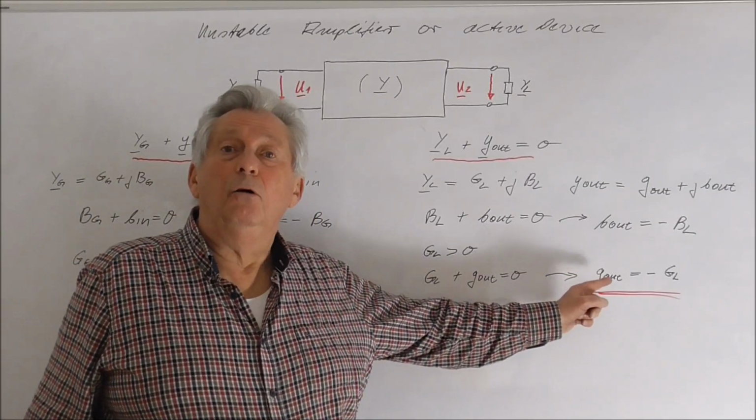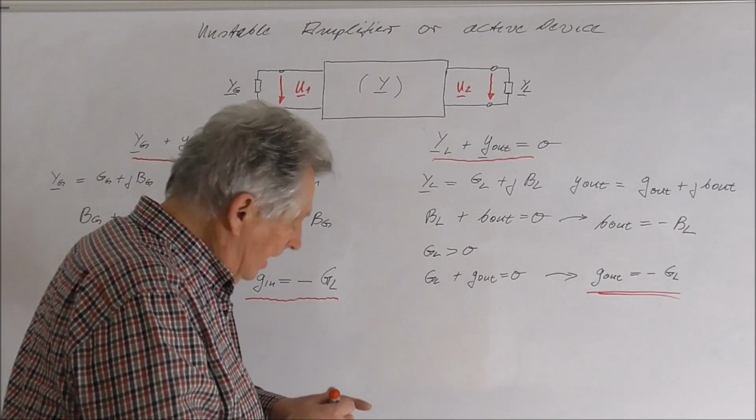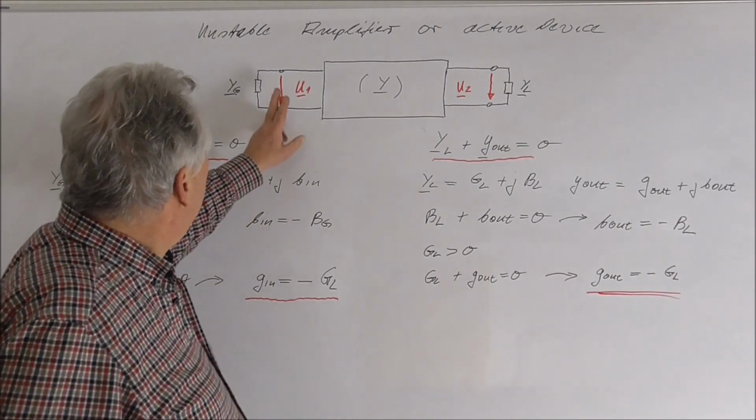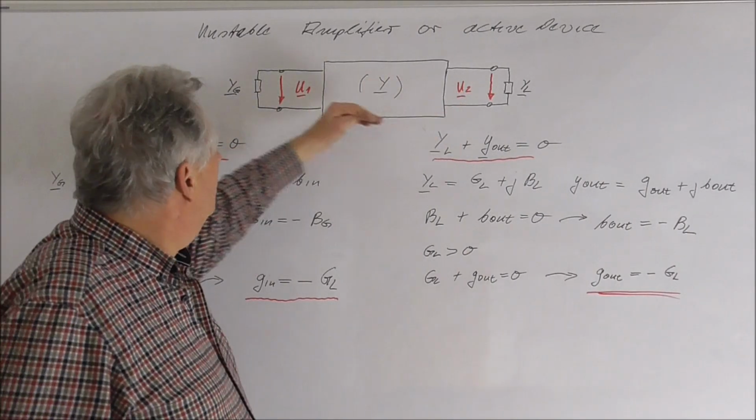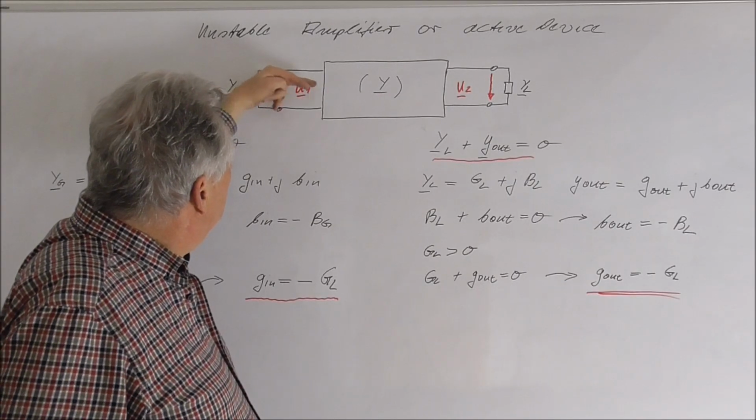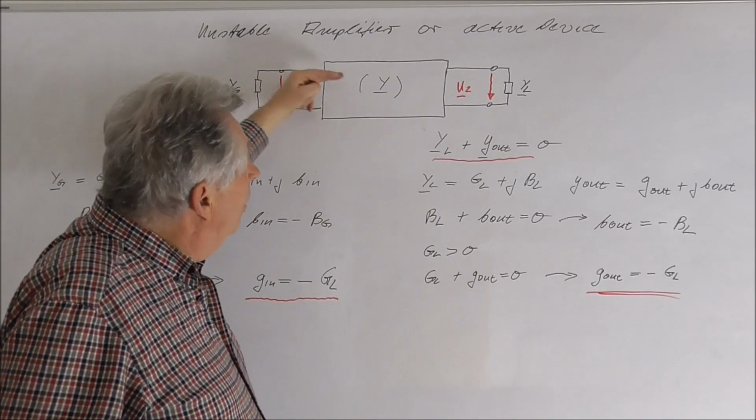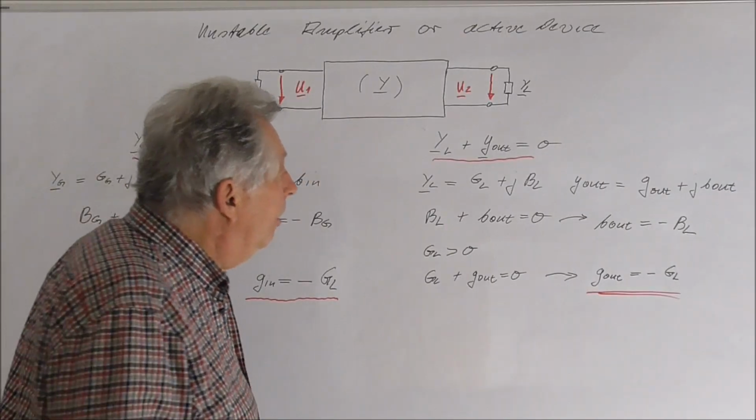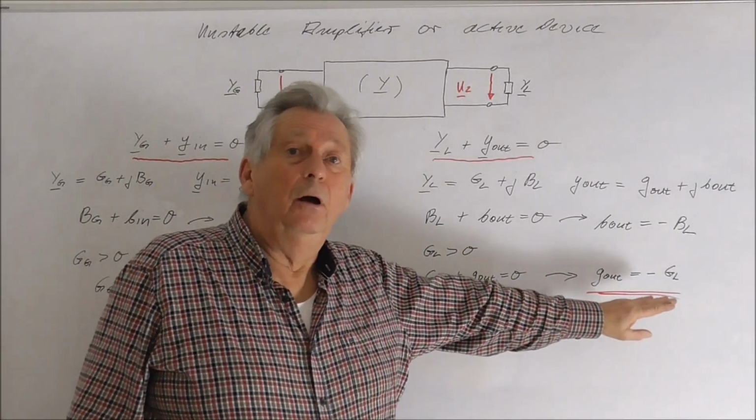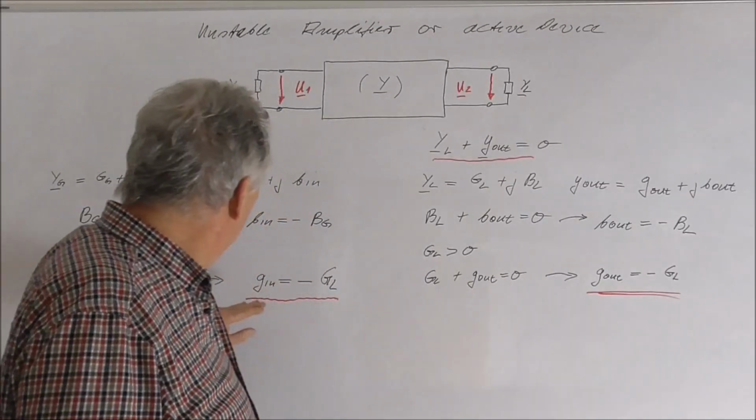This means again that at the output there must be a negative small signal conductance. So in the case where we have a voltage here and a voltage at the output, we must always see a negative small signal conductance into the amplifier or into the active device.